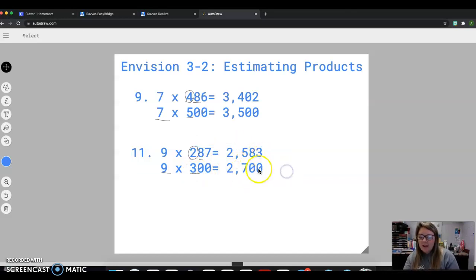So was this a reasonable estimate? Is 2,700 close to 2,583? Yeah, it is. So we could say that this is a reasonable estimate.